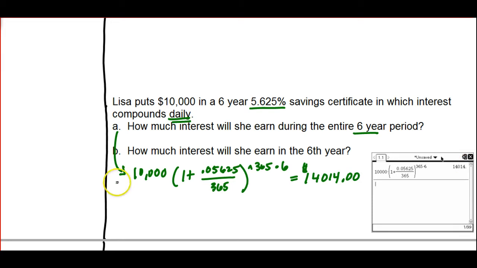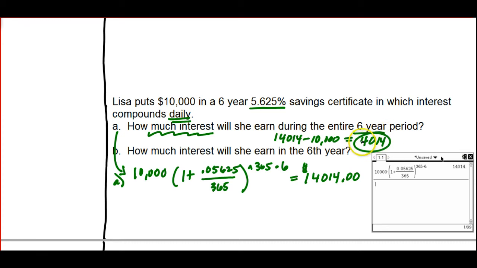So that's part A. Notice what that answer gives you. When you generate the compound interest formula, it gives you her original investment plus all of the interest. So there's an additional $4,014 in interest, which is what they were asking us to give. So we took the answer that we got minus her original investment. So she made an additional $4,014 by simply leaving her money in the savings certificate.